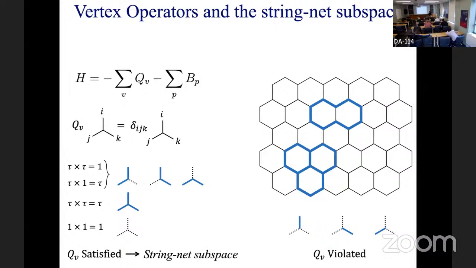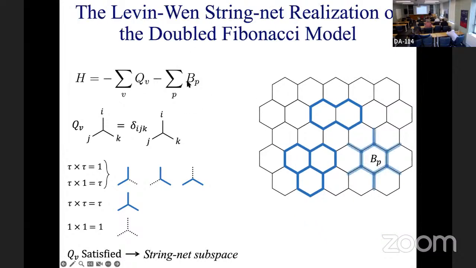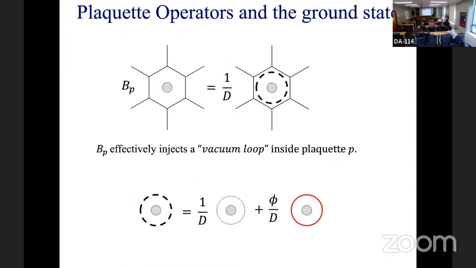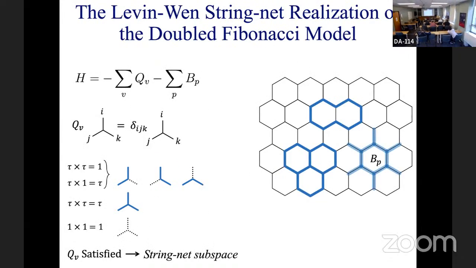Now, to get to the ground state of this Hamiltonian, we also have to satisfy the second operator, BP, which is a plaquette operator that acts on 12 qubits, like this. The fact that this operator acts on 12 qubits is one of the reasons that experimentalists are very hesitant to try to engineer this model in the lab, because it's very hard to create a 12-body interaction like that.